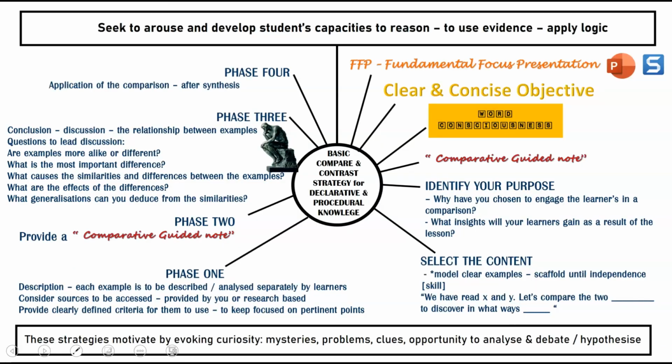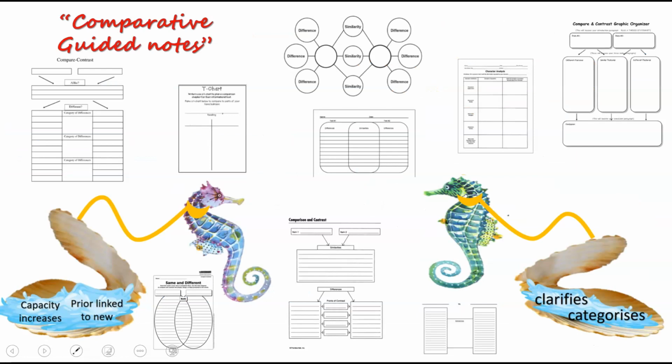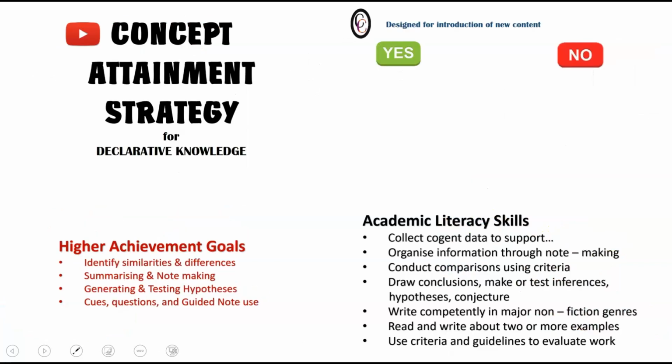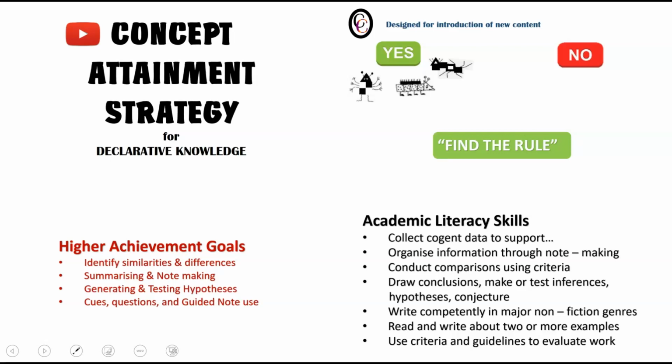And then these are your elements that you need to have for the basic compare and contrast strategy. 4 phases, so on and so forth. And then I've just put in some comparative guided notes. There's so many different ways of doing the comparative guided notes, so please try to use as many as possible through time. Our concept attainment strategy finds the rule of yes examples and no examples.